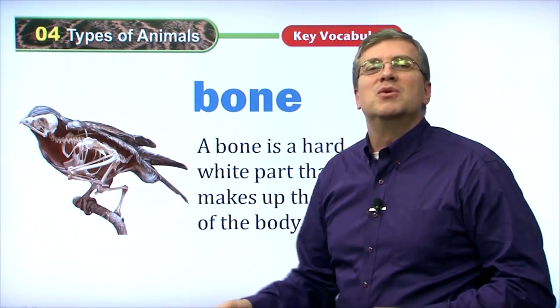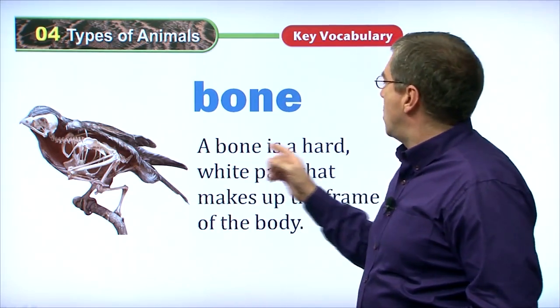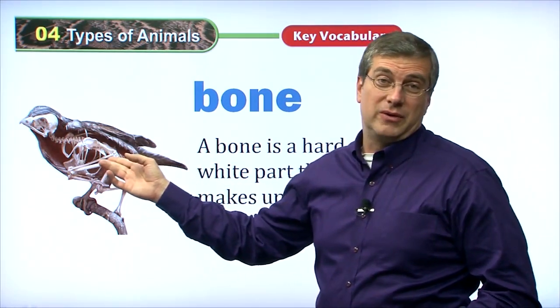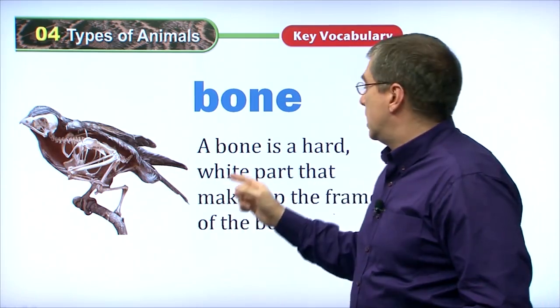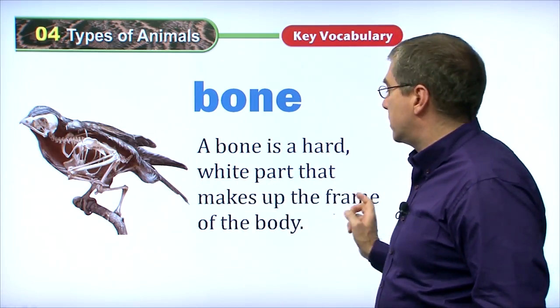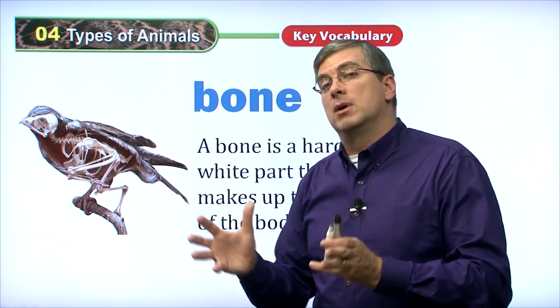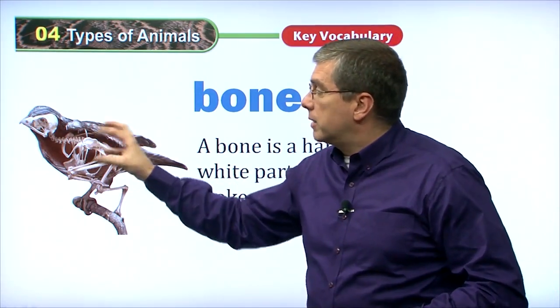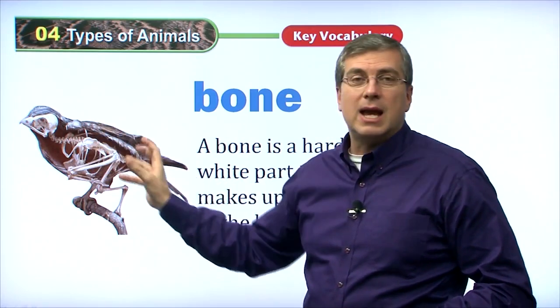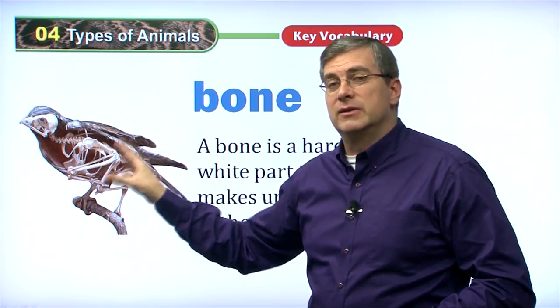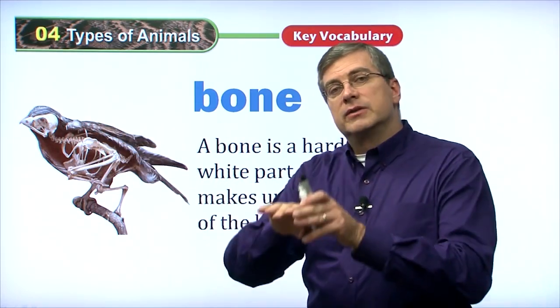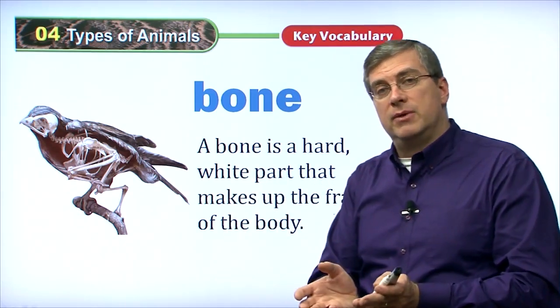There's nothing to be able to move around, right? So a bone is hard, that's the most important thing of a bone, is that it's hard, a white part that makes up the frame of the body. So the bones make up the frame of the body, and they support the organs and the skin and everything else that the animal needs to survive. So the bones make up the frame of the body, okay?